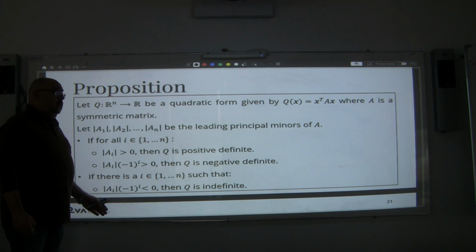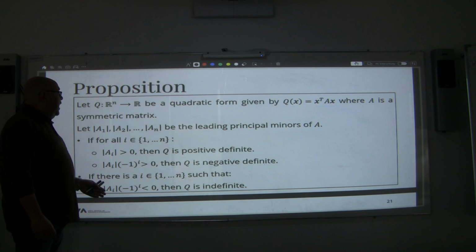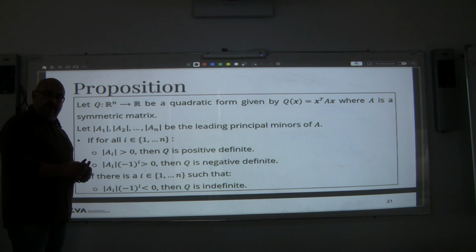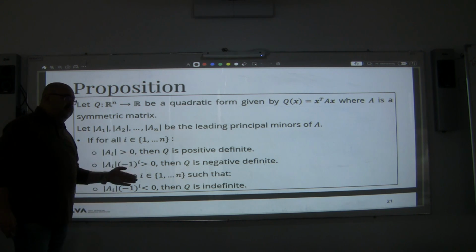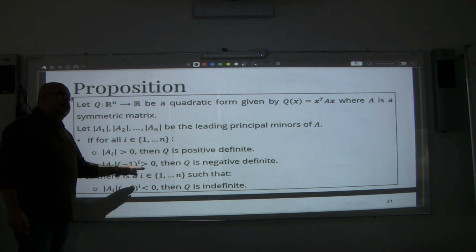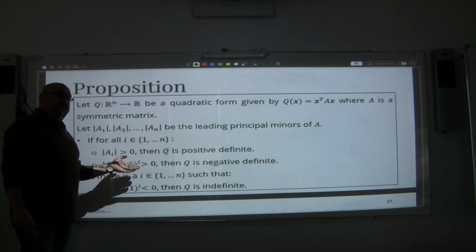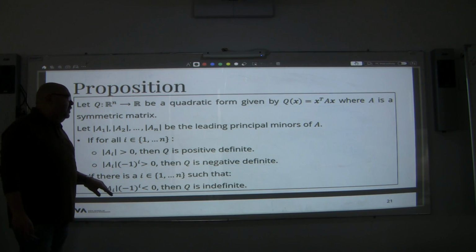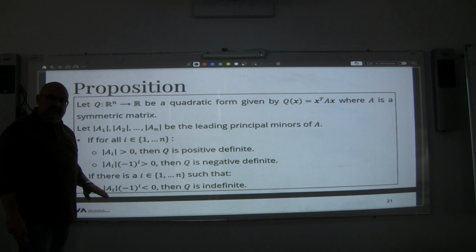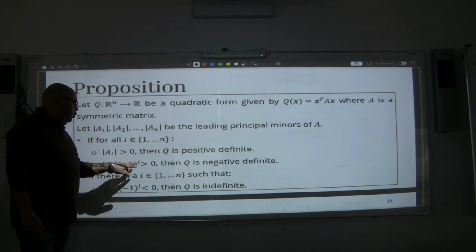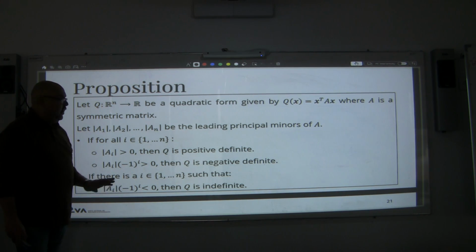This proposition slide will guide you when you have the positive definite, negative definite, and indefinite cases. And of course, from the positive definite I can get the case of the positive semi-definite, or from the negative definite the case of the negative semi-definite, only when you have values equal to 0.